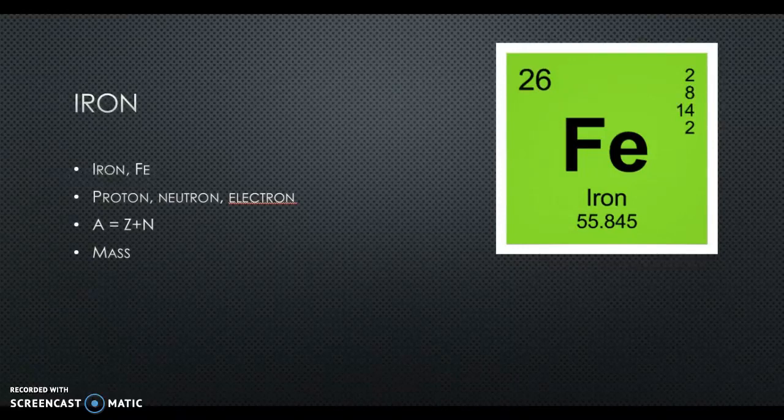So if we look at the A, Z, and N, A is Z plus N. A is the number of nucleons, which is 55 or 56. Then we have the Z, which stands for the atomic number of the protons, which is 26, and then we have the number of neutrons, which is N, and that can vary between 29 and 30.